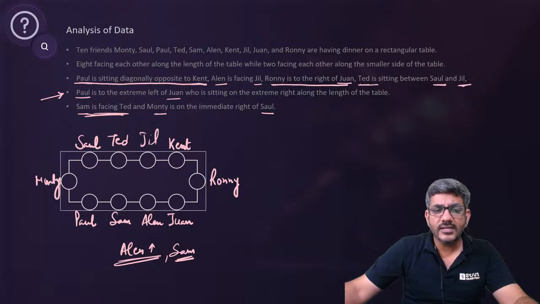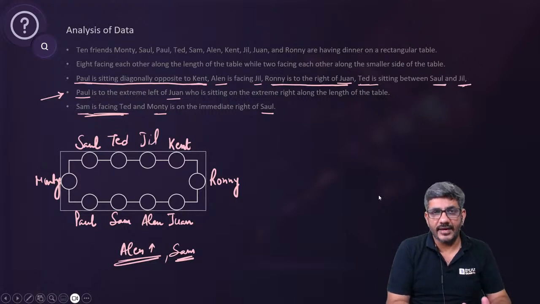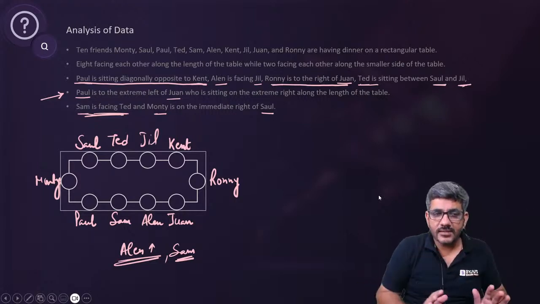I hope you guys understood this. Okay. We got to know that Sam and Alex have to be on this side, right? Opposite to Alex, there must be Jill.